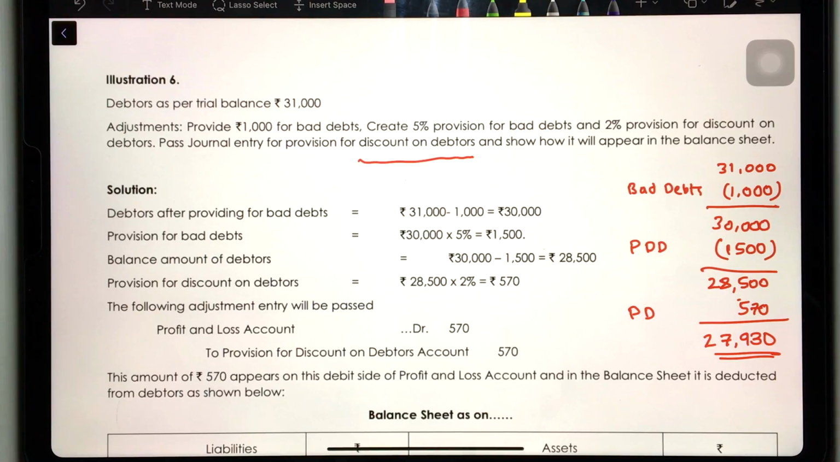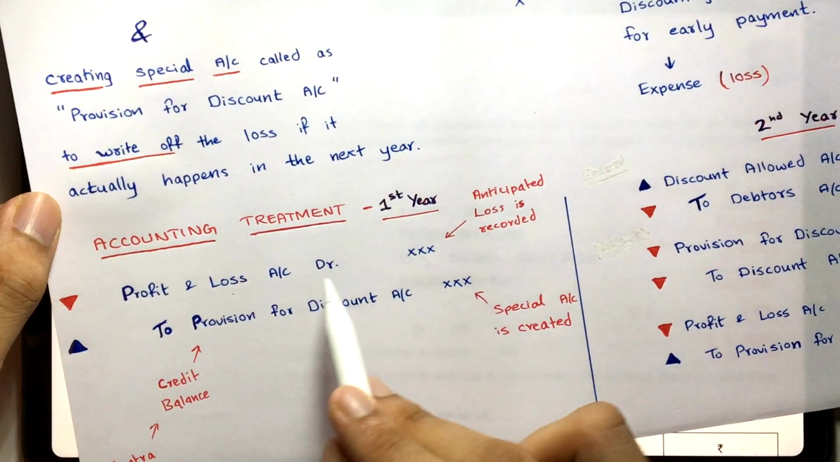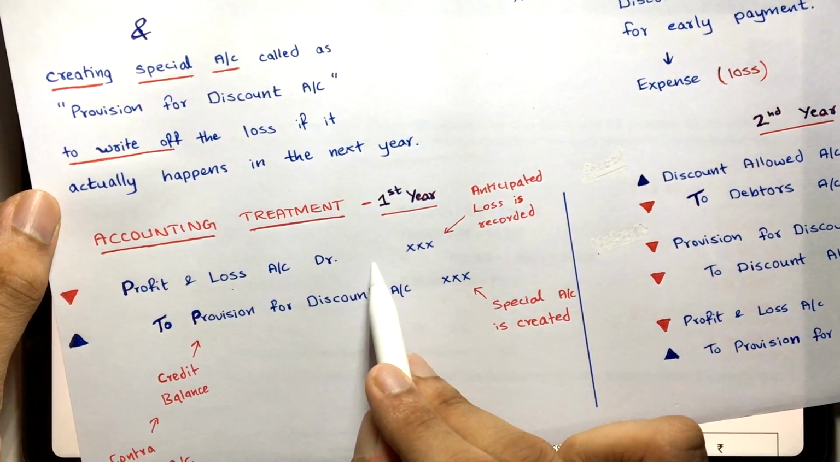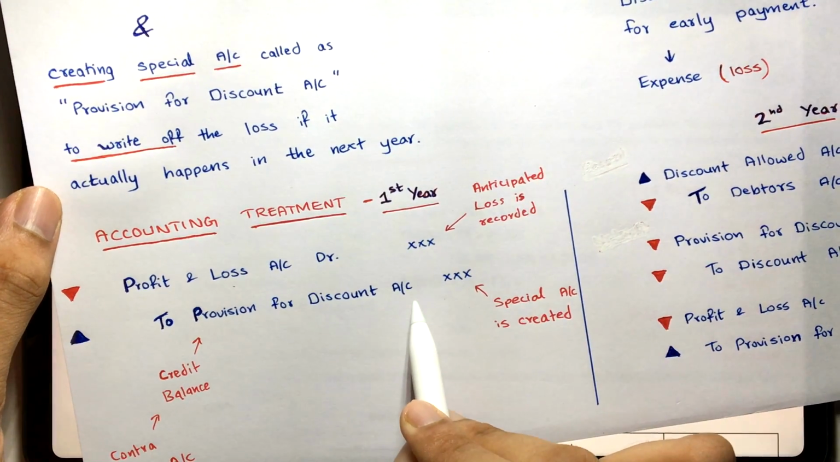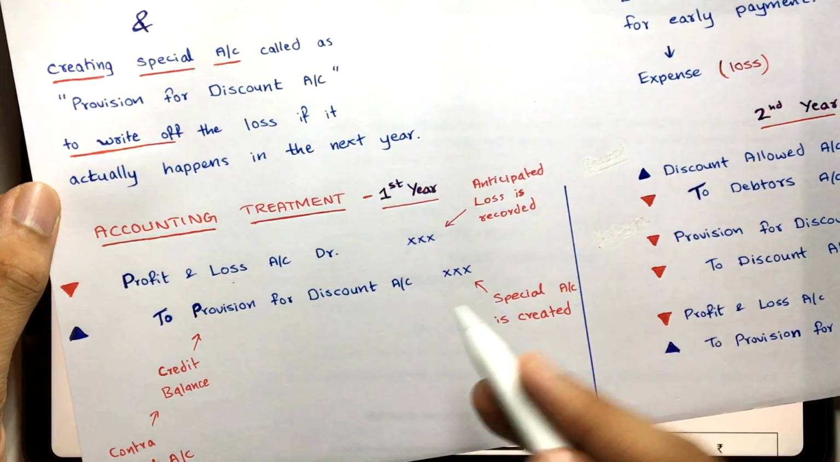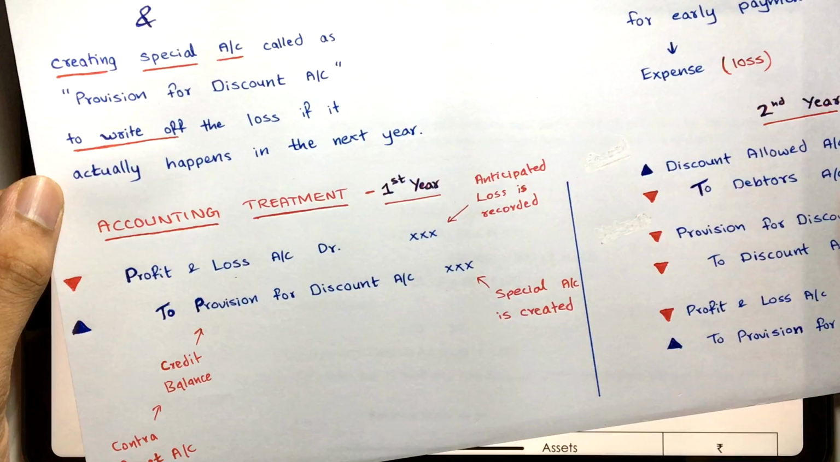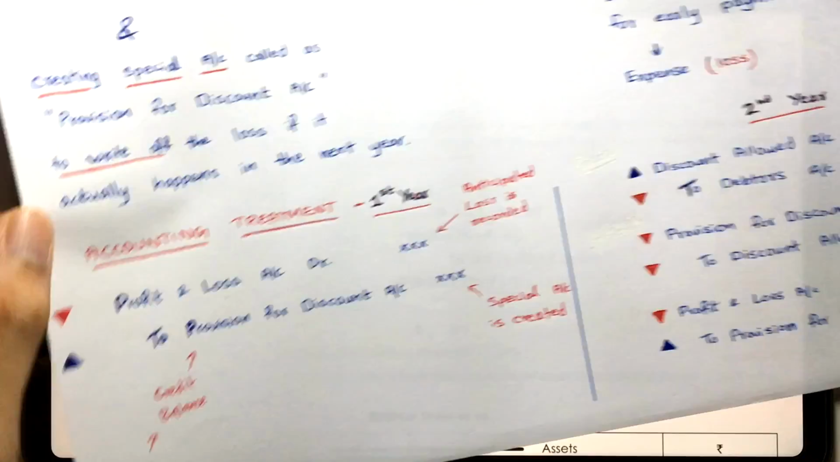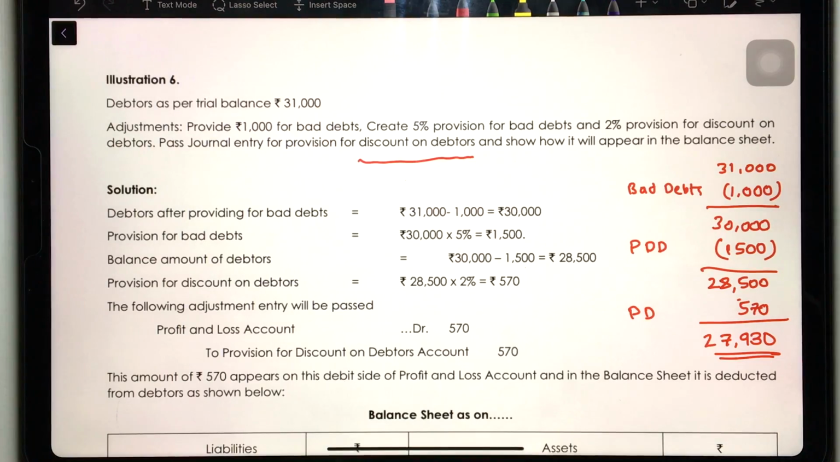So what will be the entry? The entry will be this: profit and loss account debit to provision for discount on debtors. Anticipated loss is recorded and a contra asset account is recorded also, which has a credit balance, and then later in the next year it will be used to write off the actual discount allowed if it actually happens. Okay, so that's the concept, right?